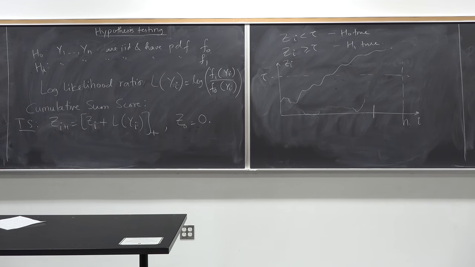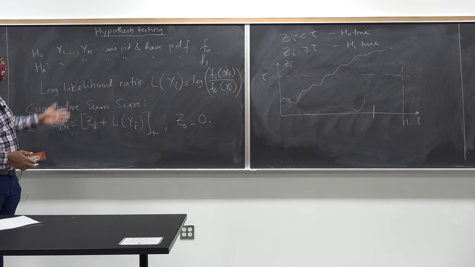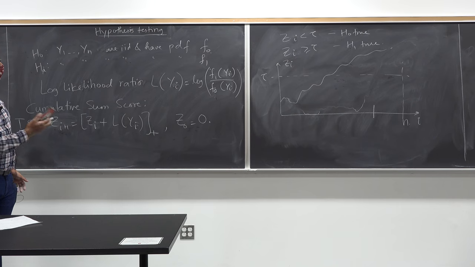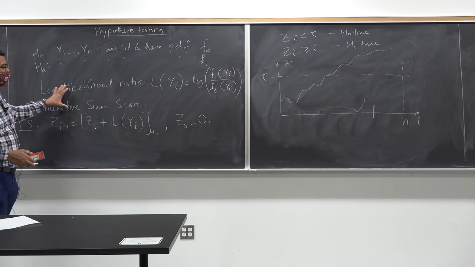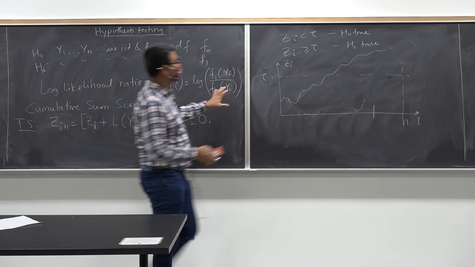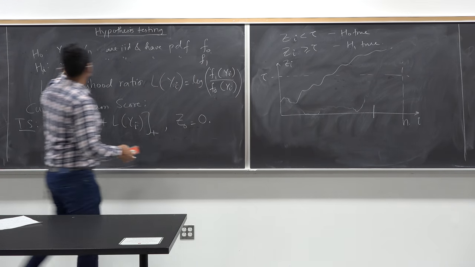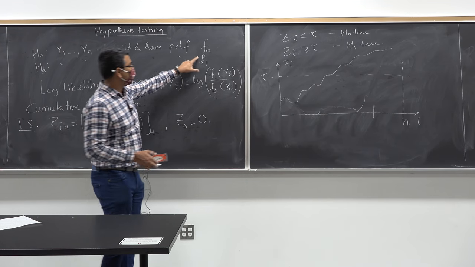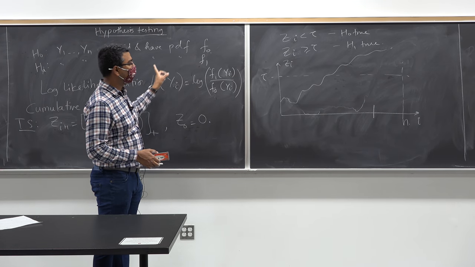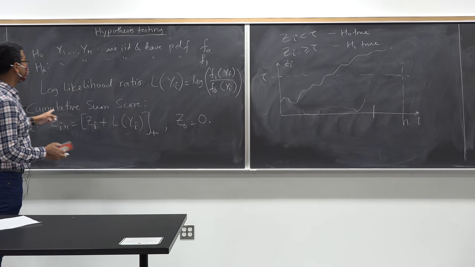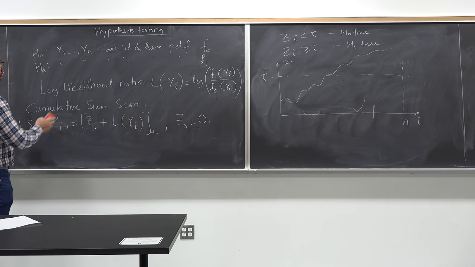Any other question on this? Okay. I wanted to talk about change detection, but I guess I've already plotted it. So this is the situation for detecting whether you are according to the F0 distribution or the F1 distribution. But if you are doing change detection, this is what change detection does.